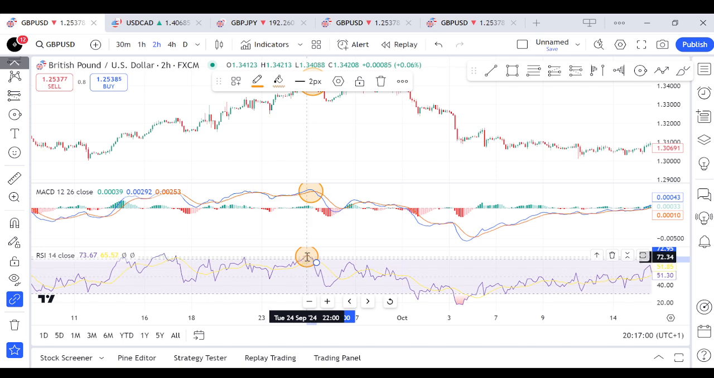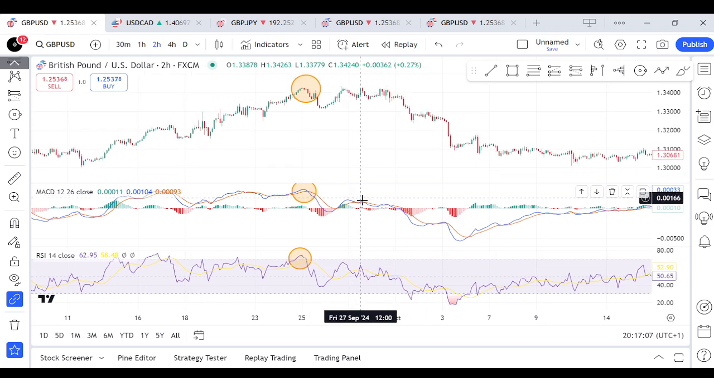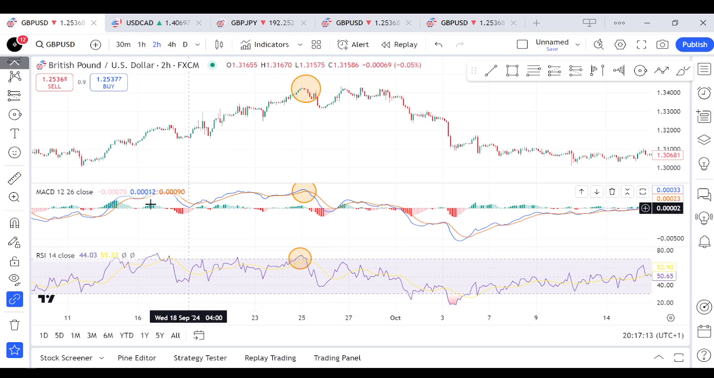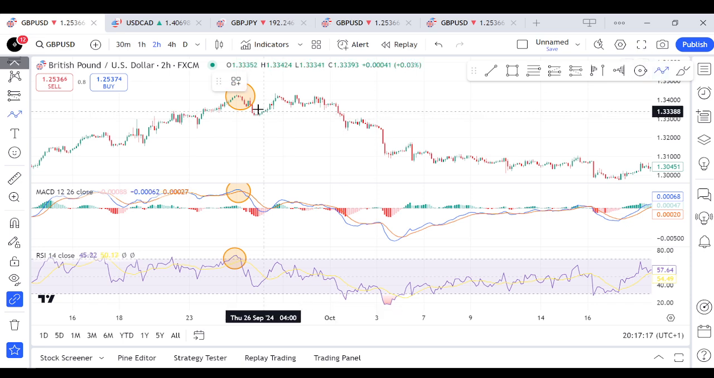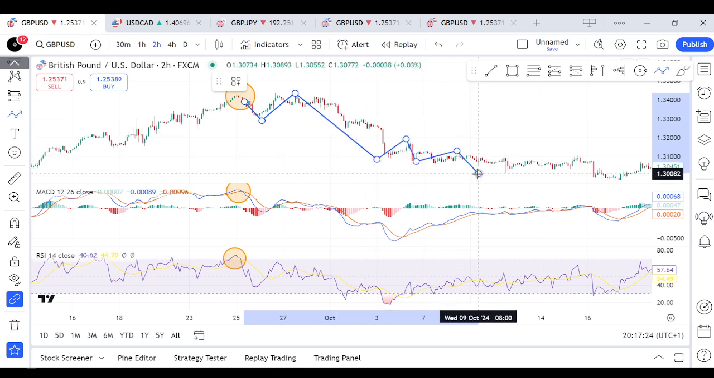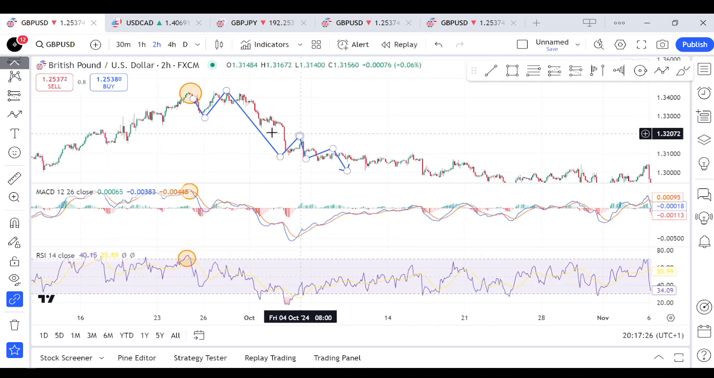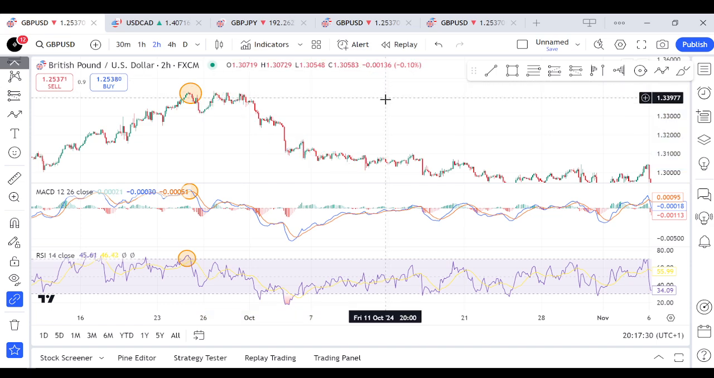You can see price above 70, and it indicates that we are overbought. We are in overbought conditions, and we should be looking for sales. And you can see it coincides with the bearish crossover on the MACD, and after this price gave us a push to the downside. You can see all that push to the downside. So that is how you can use the bearish crossover.